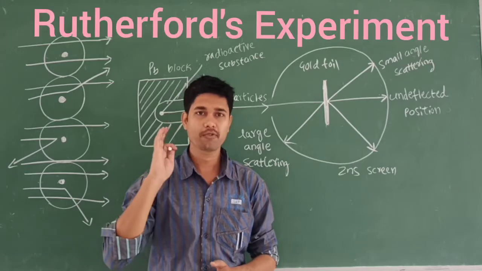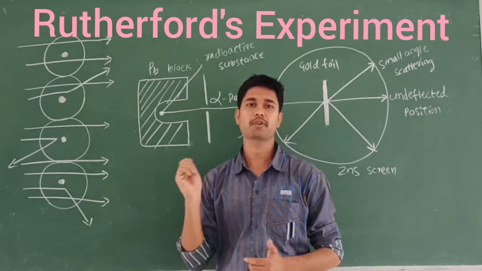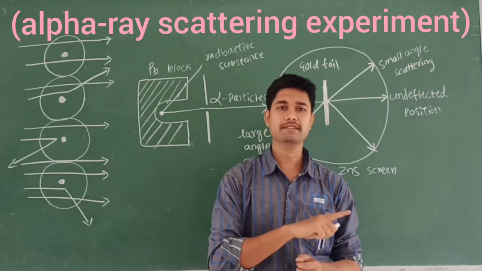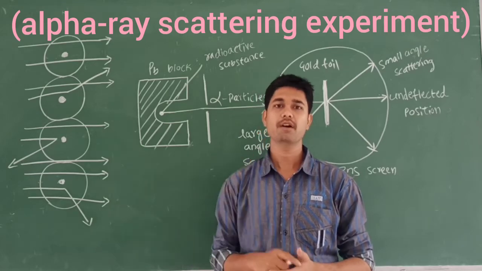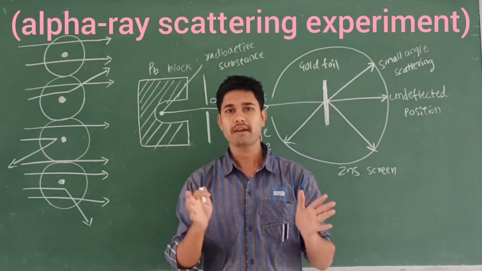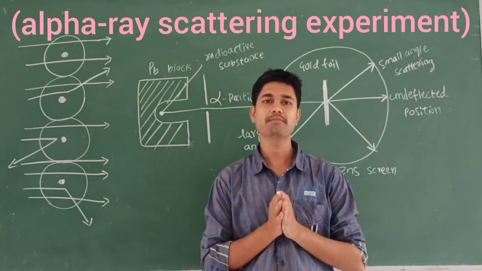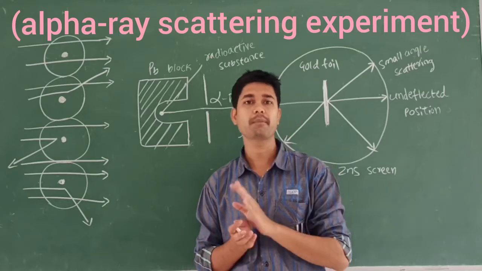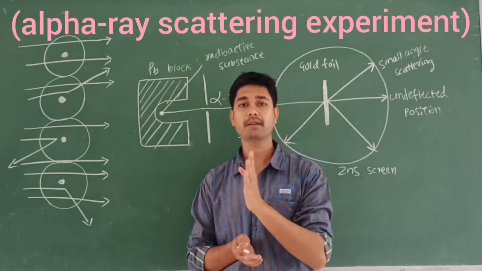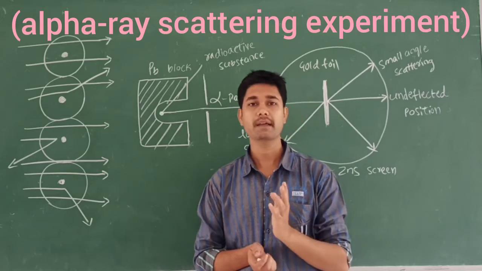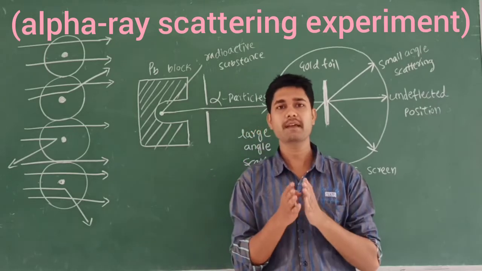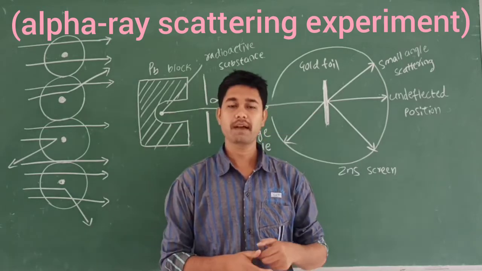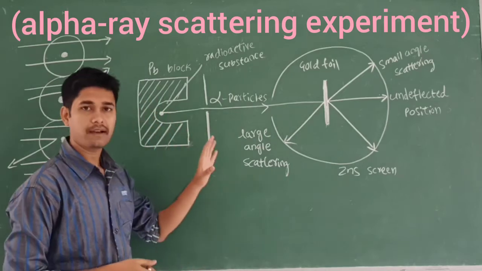That is called Rutherford's atomic model, also called the alpha ray scattering experiment. The first model we have seen is the J.J. Thomson atomic model, and the second one is Rutherford's atomic model. Why did these models exist? Because of one parameter: to find out the exact position of the two fundamental particles, protons and electrons. Their only aim is to find out the positions of these protons and electrons in the atom. Rutherford conducted an experiment called the alpha ray experiment.